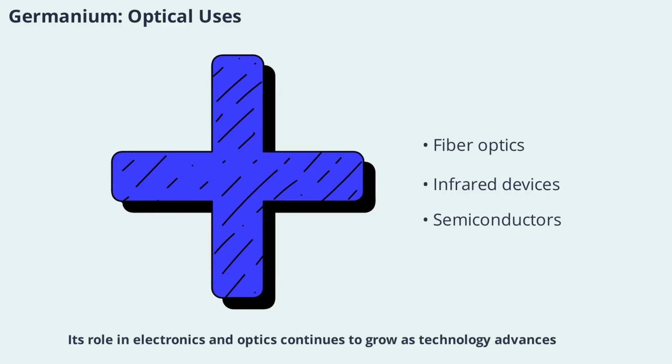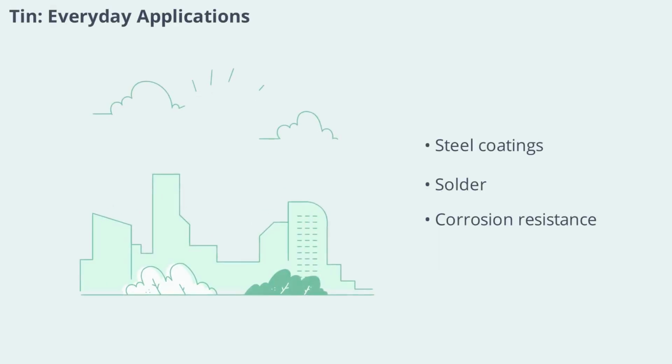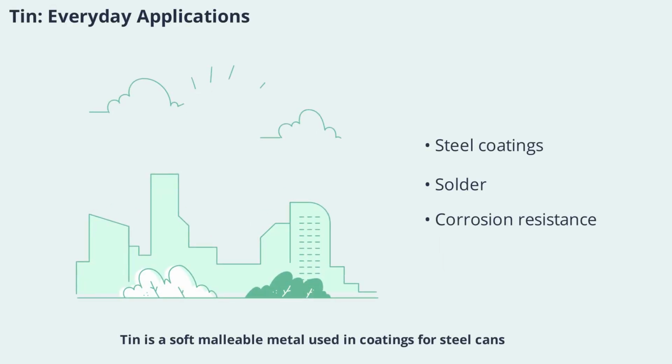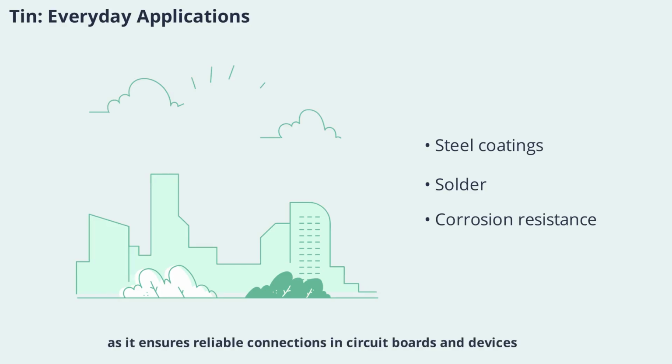Its role in electronics and optics continues to grow as technology advances. Tin is a soft, malleable metal used in coatings for steel cans, solder for electronics, and in alloys like bronze. Its resistance to corrosion makes it ideal for food packaging. Tin's role in electronics is especially important as it ensures reliable connections in circuit boards and devices.